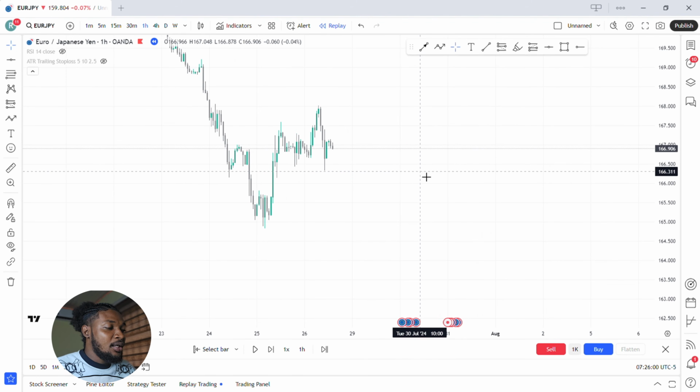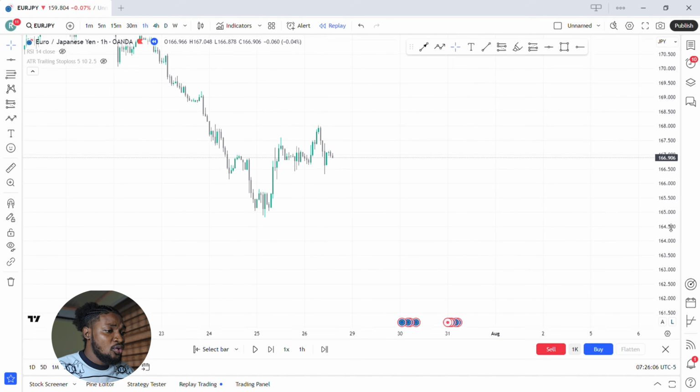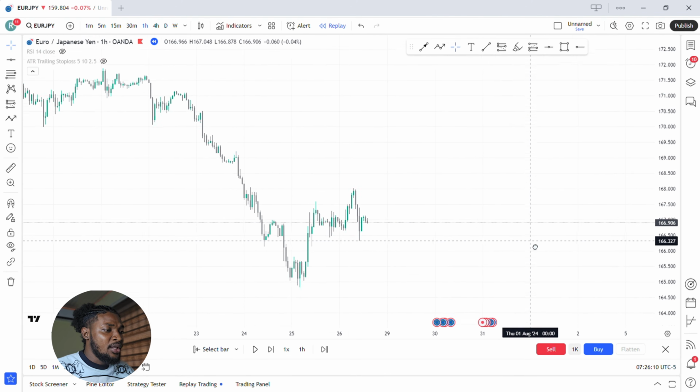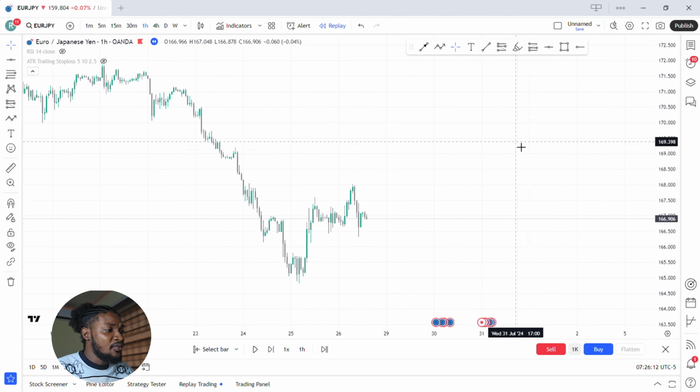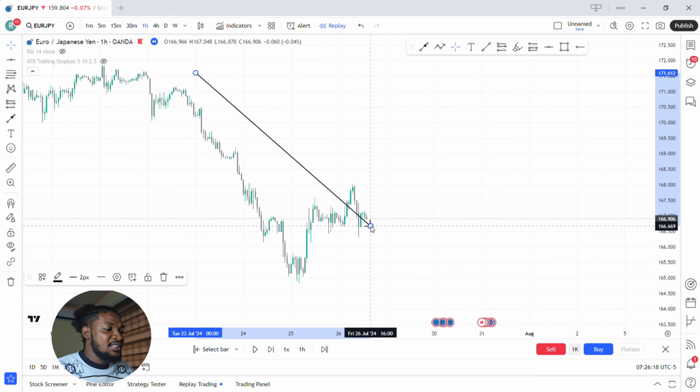Alright guys, so welcome to the chart. The first thing we are going to do with this strategy is find or know the trend of the market. And when we look at the trend of the market, what is it giving us? Bearish. It means the market is bearish.